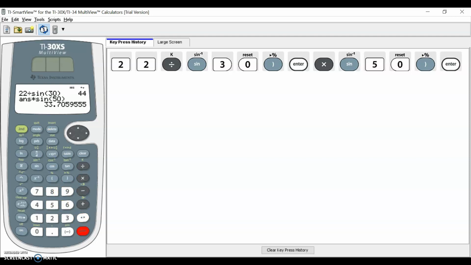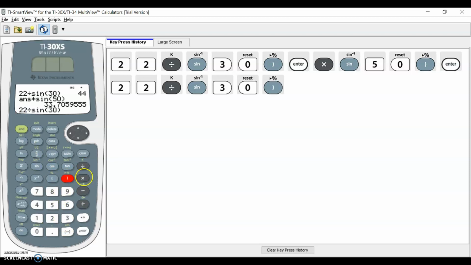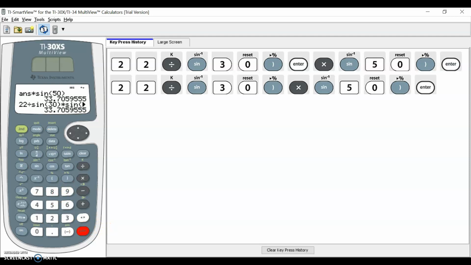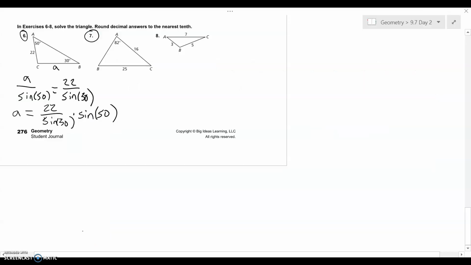And hit enter. And that's going to give me an answer of 33.705. And actually, I think we could do this as one string. So let's try it. 22 divided by the sine of 30, close my parentheses, and then I'm going to multiply by the sine of 50. So I think I actually didn't need to do it as two separate computations. Yep, and so we get 33.7 if we're rounding to the nearest tenth, which is what it's asking us to do. So I'll jump back to the printout and we'll say A is 33.7. So that's the length of side A.